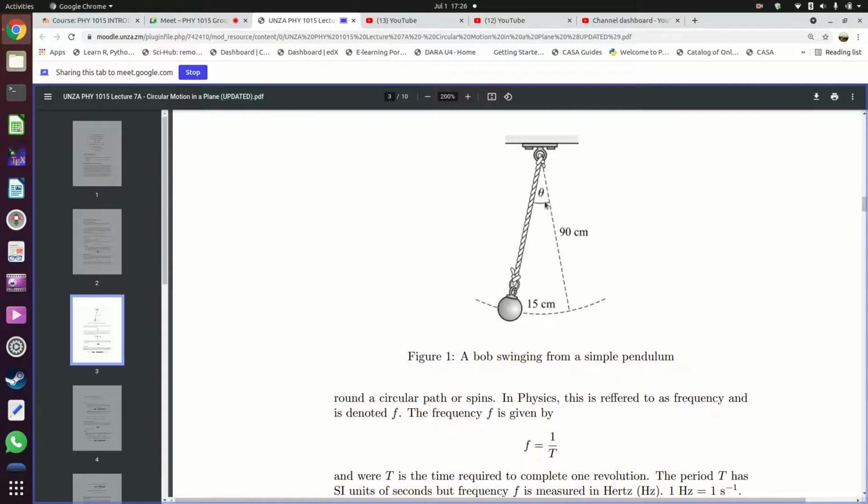This angle theta, this angle you're seeing here, is the angular displacement. What is the distance moved in terms of angles? This theta is the angular displacement. Are we clear on what we mean by angular displacement? Is it clear to everyone?